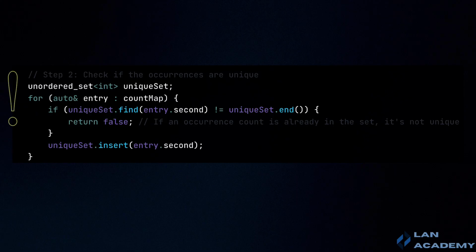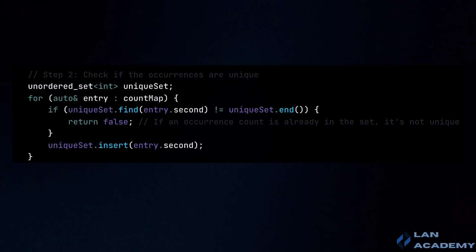I now need to check if the occurrences are unique. To do that, I use an unordered set to check if the number of occurrences of each element in R is unique. Why do I need this data structure? An unordered set allows me to store distinct values and efficiently check if a value has already been added to the set. In the case of this problem, I want to check if the number of occurrences of each element in R is unique. If I encounter the same number of occurrences twice, it means that the occurrence numbers aren't unique, and I'll return the answer false.